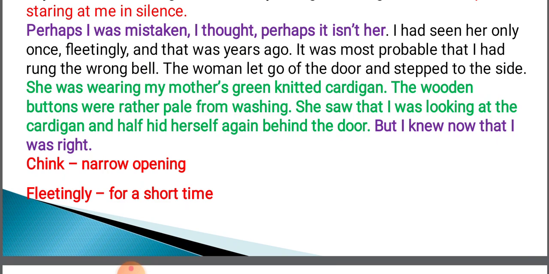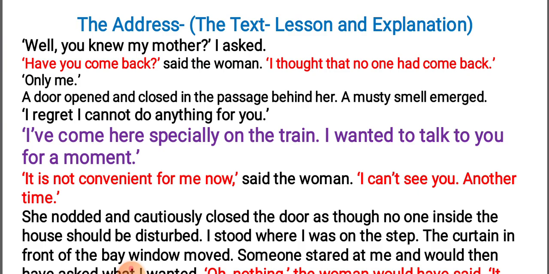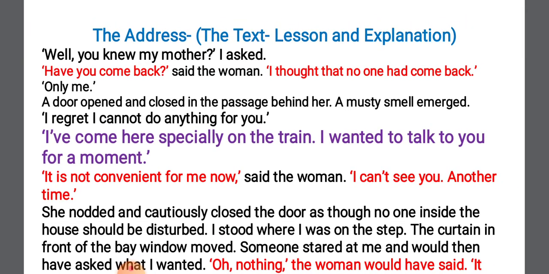Now the meanings of a few words: chink, a narrow opening. The text is talking about the narrow opening of the door. And fleetingly, for a short time. Now we'll go to the next part of the text. A few things in that conversation are there. "Have you come back?" Now see the surprising question that the woman, Mrs. Darling, asked. "I thought that no one had come back." She was actually wishing that no one should come back, so that she need not return the things. "Now I regret I can't do anything for you."